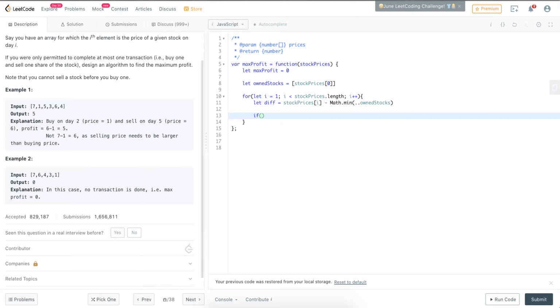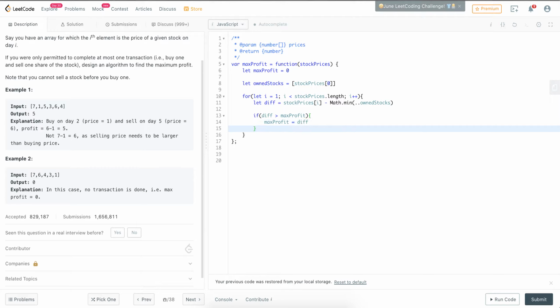So what we'll put here is: if the diff is greater than the max profit, all right, then we want to set the max profit equal to the diff, right?